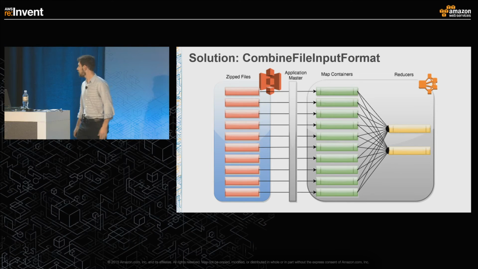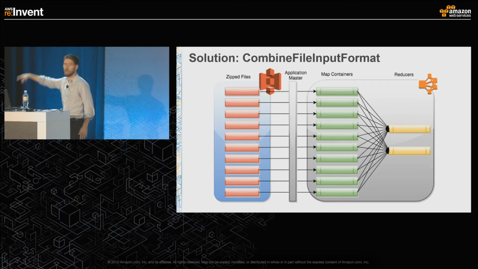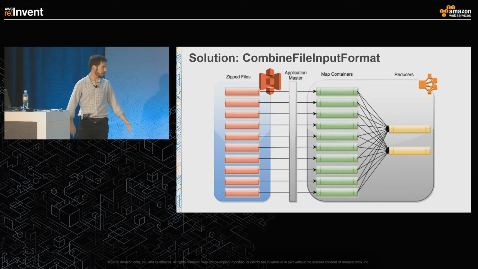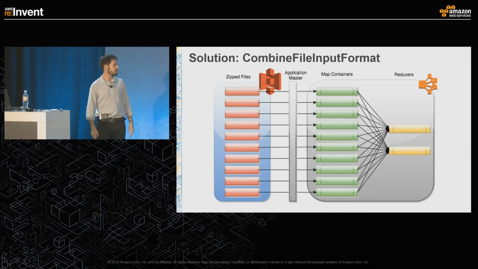And so that's what this is representing. So we have a bunch of zip files sitting on S3. Our application master spins up 8,000 map containers and assigns one of those files to every one of those map containers. They go through, they initialize, they process the data really fast because there isn't very much of it, and then they output it to a reducer. And then we have to spin up another mapper after that. And yeah, that was definitely creating some problems.